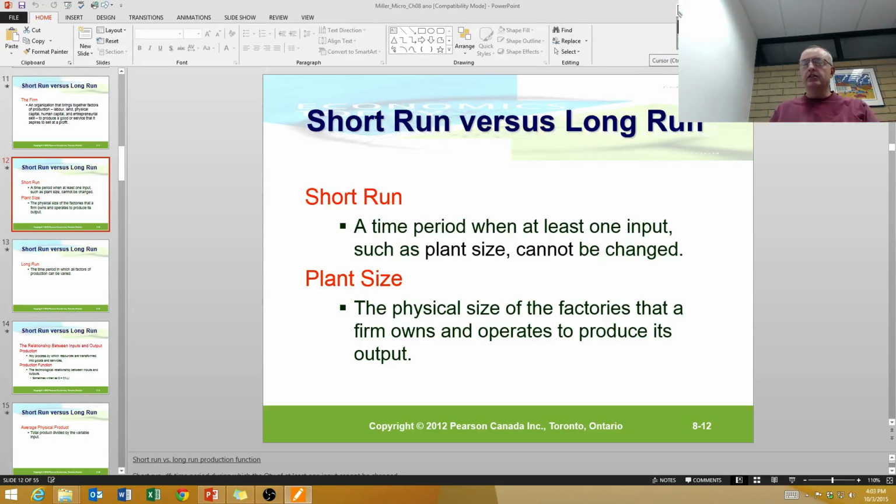Okay, so we draw this distinction between the so-called short run and the so-called long run. It's kind of a simple distinction. The short run simply means the time period during which the quantity of at least one input cannot be changed. And usually for businesses, the variable that cannot be changed in the short run is capital.